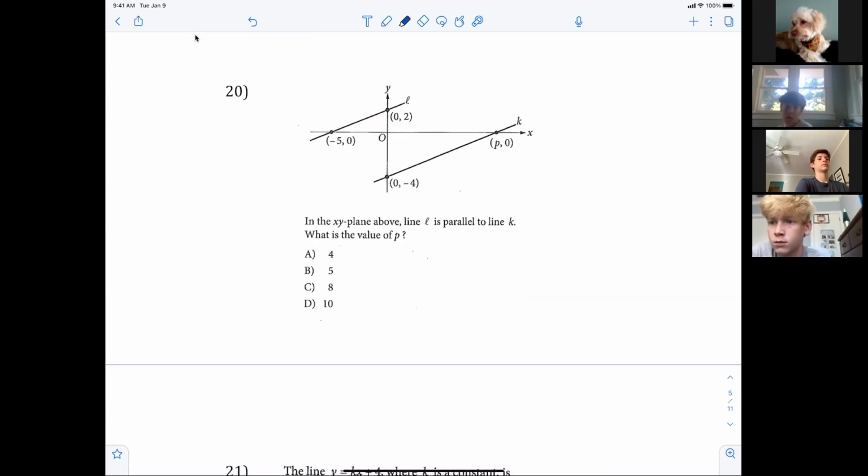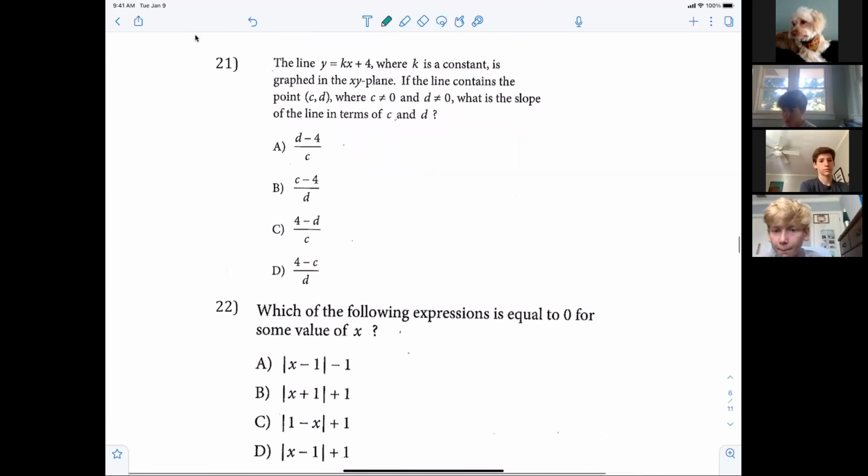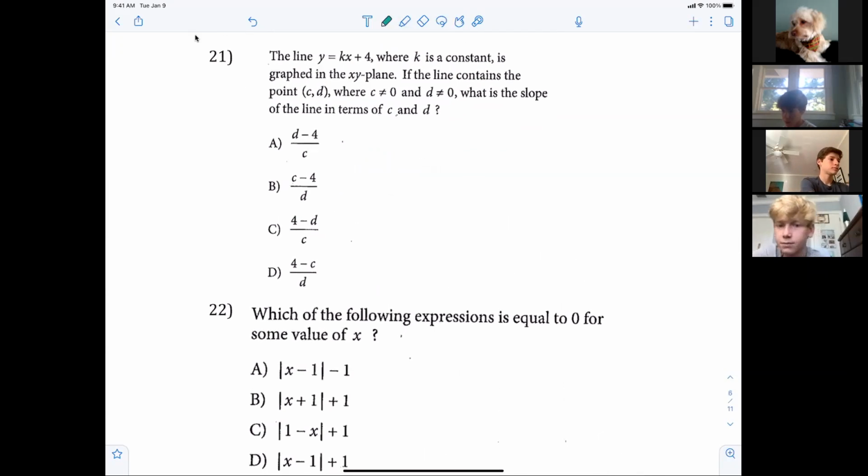Okay, so this one might be a little bit more challenging. What is the answer for 20? Somebody said 10. Why is it 10? Parallel, so the slopes have to be the same. That's exactly right. That's what I like to hear. Parallel, so the slopes are the same. So from here, I went up 2 and over what? 5. So if I go up 2 and over 5, from here, if I go up 4, that forces me to go over 10. All right, I'm happy with you guys. Good job.